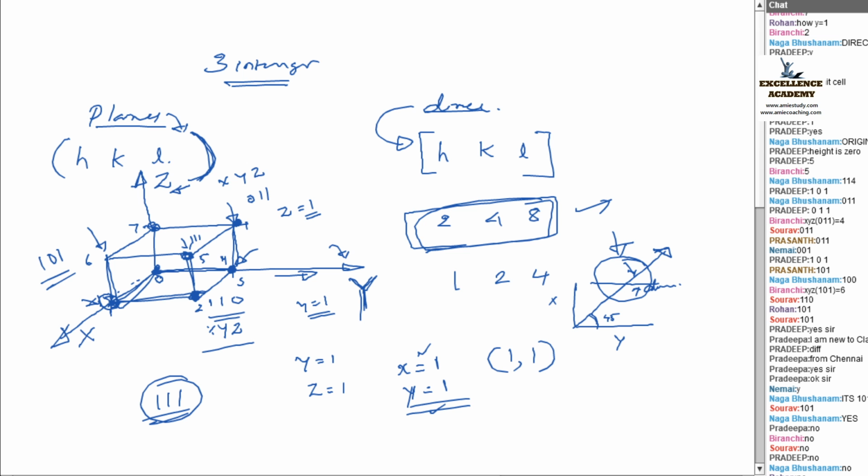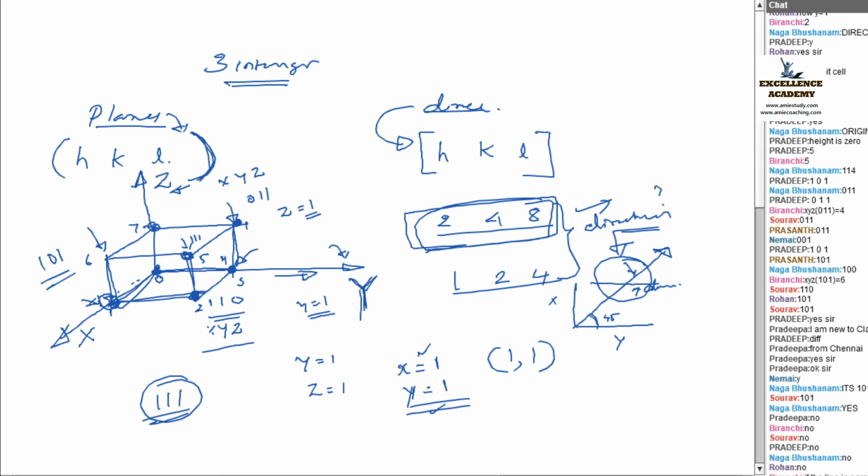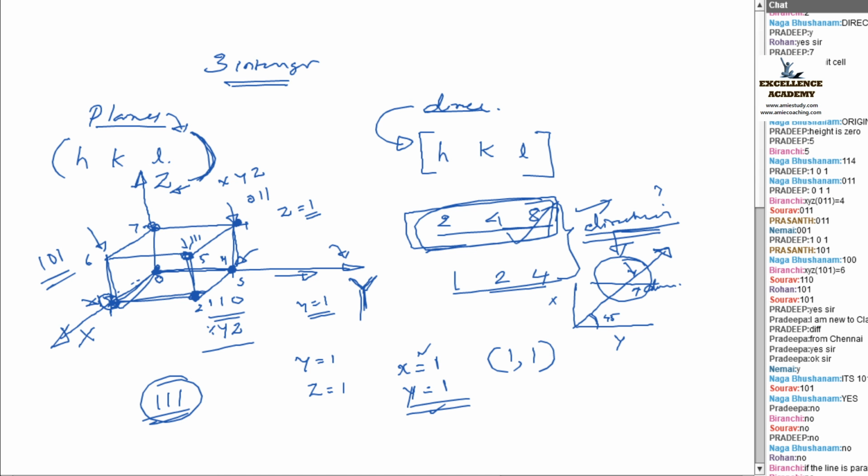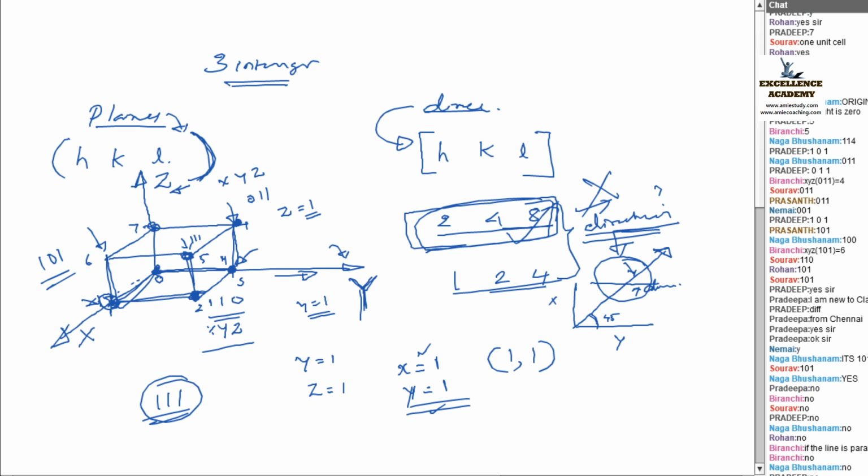So does 248 and 124 affect the direction? If the length increases, will it affect the direction? No, it will never, isn't it? Got it? So that is one speciality of direction.